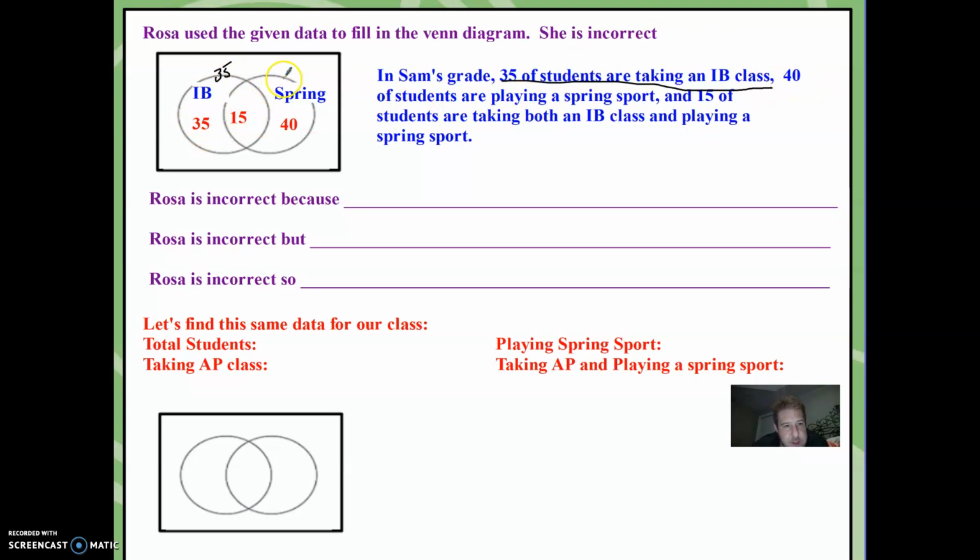40 students are playing a spring sport, so that should have gone here. And 15 of the students are taking both. Now that you know that's 15, then you can determine that's 20, and this would have to be 25. And there's your total amount done correctly.